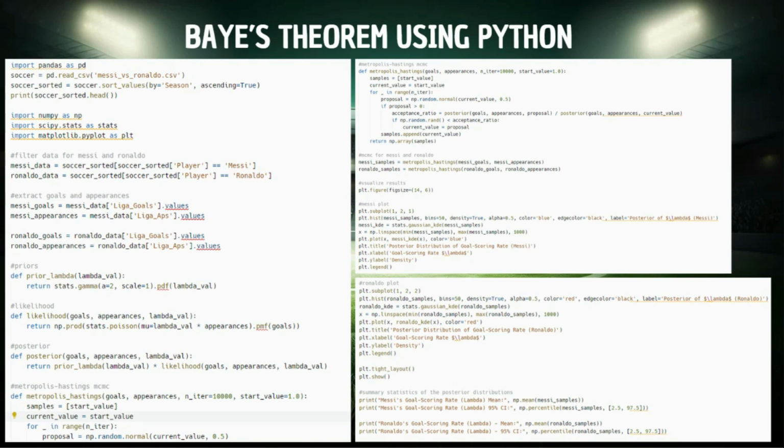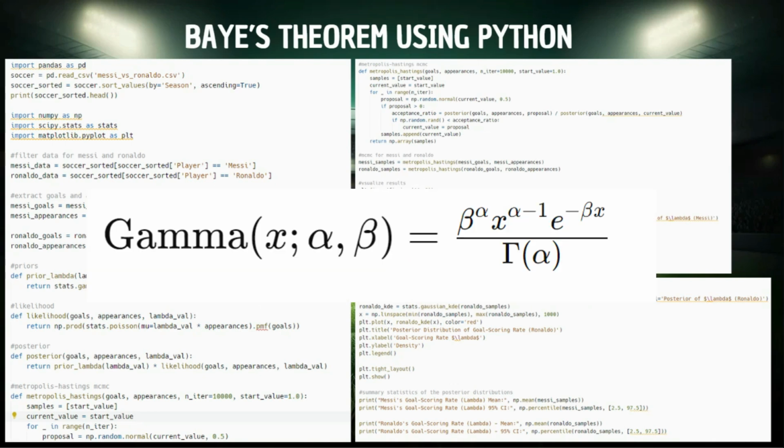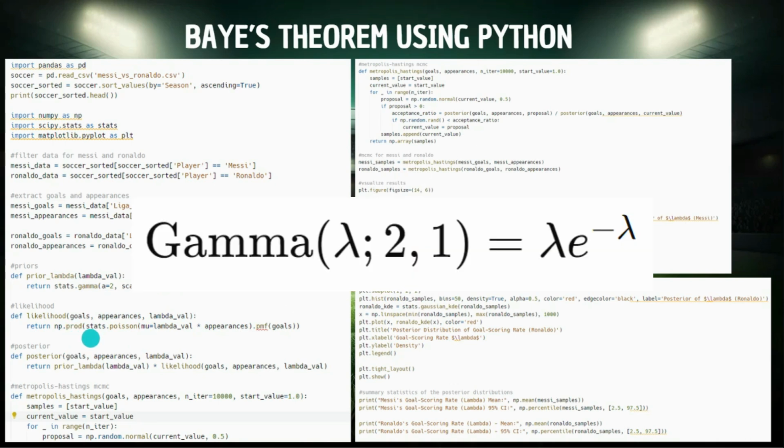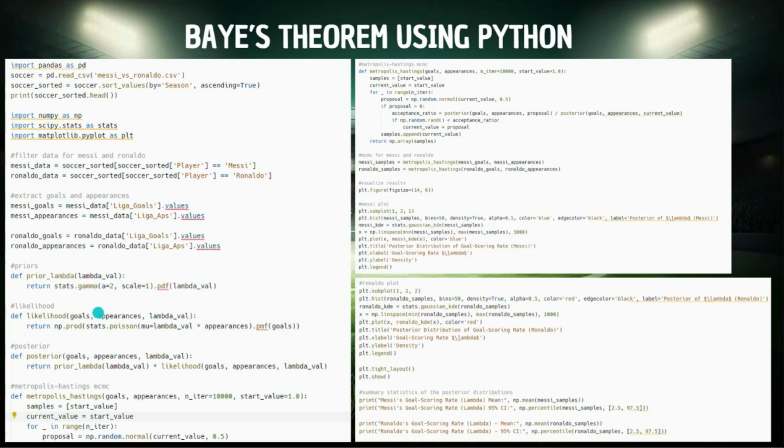The probability density function, or PDF, of the gamma distribution is given by this formula, where alpha, the shape, is a, and beta, the rate, is the inverse of the scale parameter, 1 over scale. So, for example, I used 2 as alpha and 1 as beta, since the scale equals 1. And so the prior distribution for the goal scoring rate lambda is given by this formula: lambda times e to the negative lambda. And this suggests that I initially believed that the goal scoring rate is most likely to be close to 1, but allows me for some variability around this value.